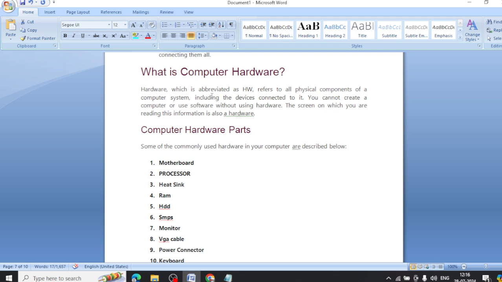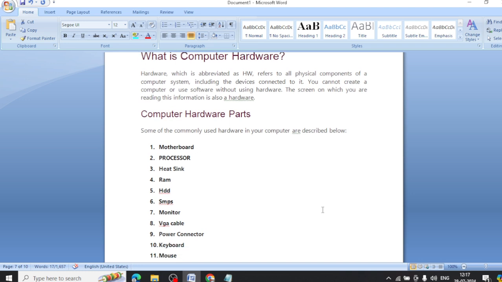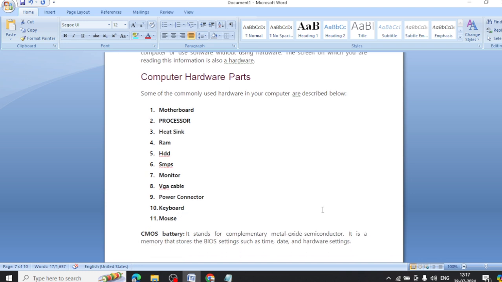Let's see what is computer hardware. Hardware refers to all physical components of a computer system, including the devices connected to it. You cannot create a computer or use software without using hardware. The screen on which you are reading this information is also hardware. Computer hardware parts. Some commonly used hardware parts are motherboard, processor, heatsink, RAM, hard disk, SMPS, monitor, VGA cable, power connector, keyboard, mouse, etc.